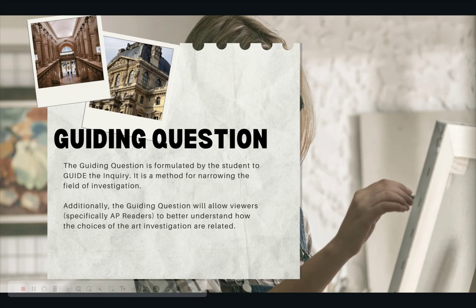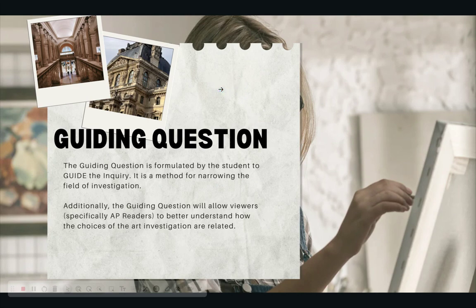Okay, guiding question. The guiding question is formulated by the student to guide the inquiry. It is a method of narrowing the field of investigation. Additionally, the guiding question will allow viewers, specifically AP readers, to better understand how the choices of the art investigation are related. You guys will end up making your guiding question right before fall break.